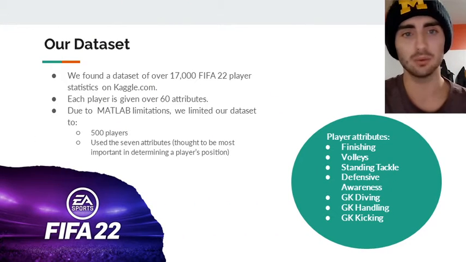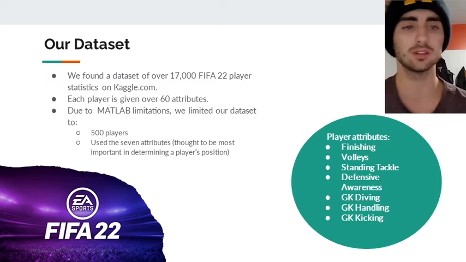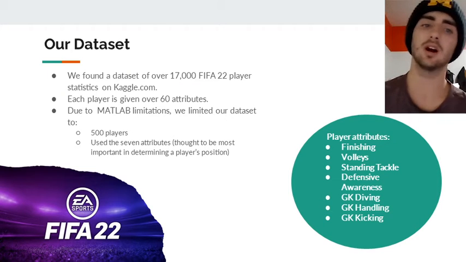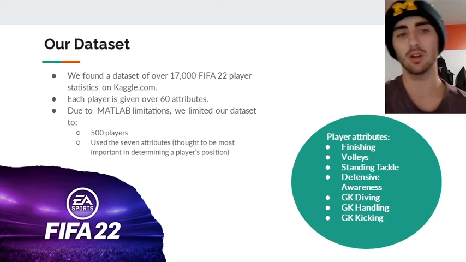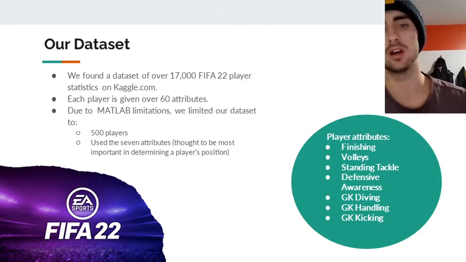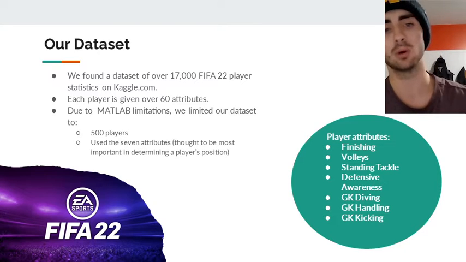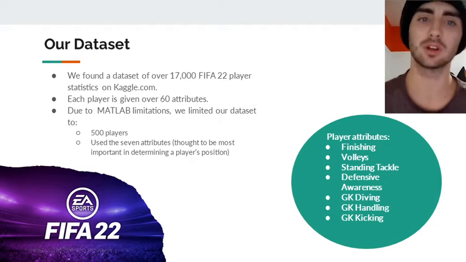For our data set, we found a data set of over 17,000 FIFA 2022 player statistics on Kaggle.com. For each player, it gives over 60 attributes, so we had a lot of data to work with. Although with MATLAB, we were limited to only 500 players, and we only used 7 attributes for each player, the ones that the group decided were most important in determining a player's position. With that, I'm going to hand it over to Ani to go through the clustering algorithm.